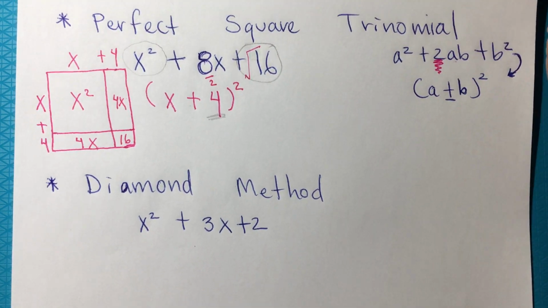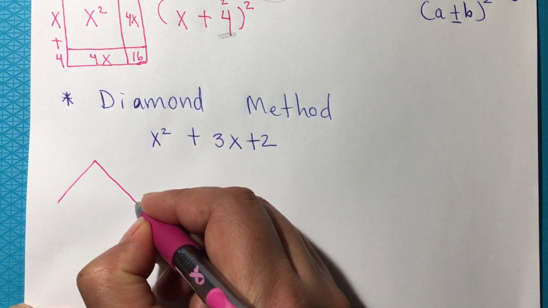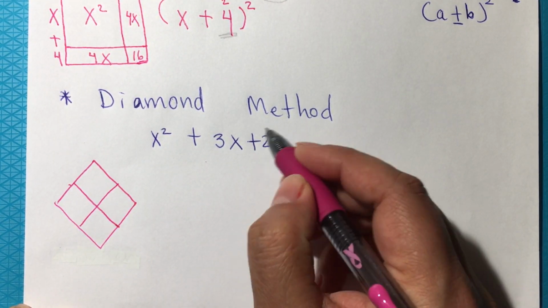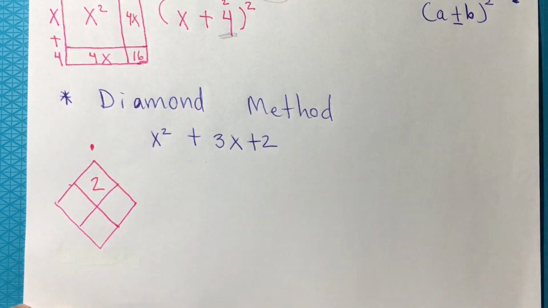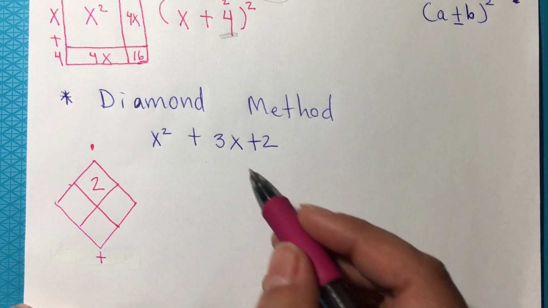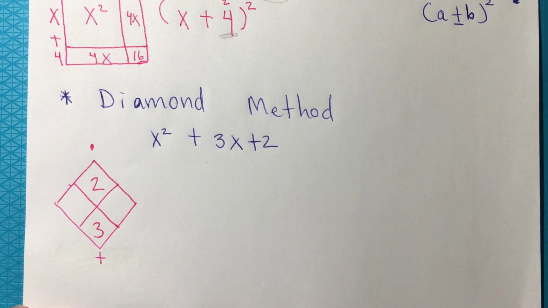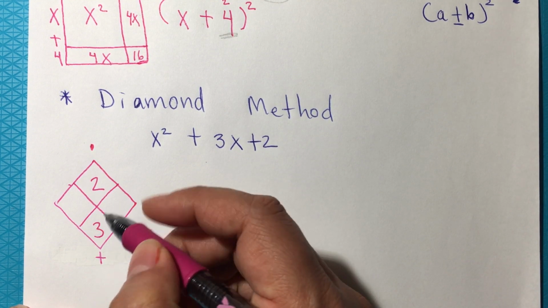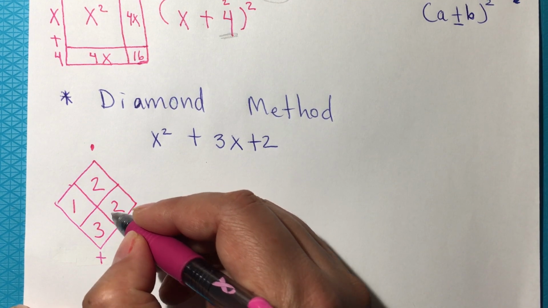The next one is the diamond method. That's the one where we use a diamond on the side. We put the last term, the constant, on the top, and we're looking for two numbers that multiply to equal that number, but when you add them, you get the middle coefficient. So what are two numbers that multiply to equal 2, but when you add them equal 3? Well, 1 times 2 equals 2. 1 plus 2 equals 3.